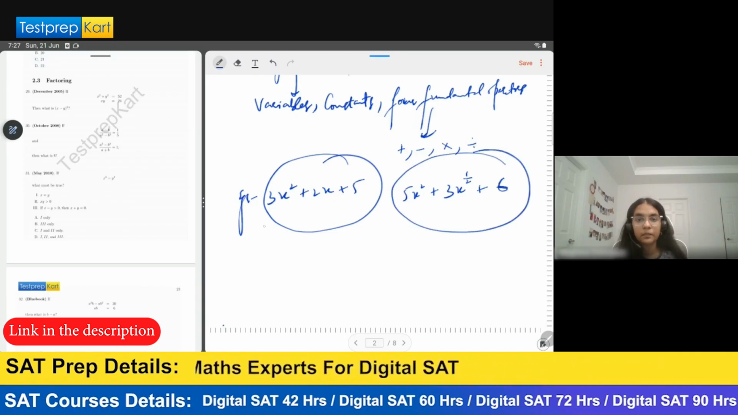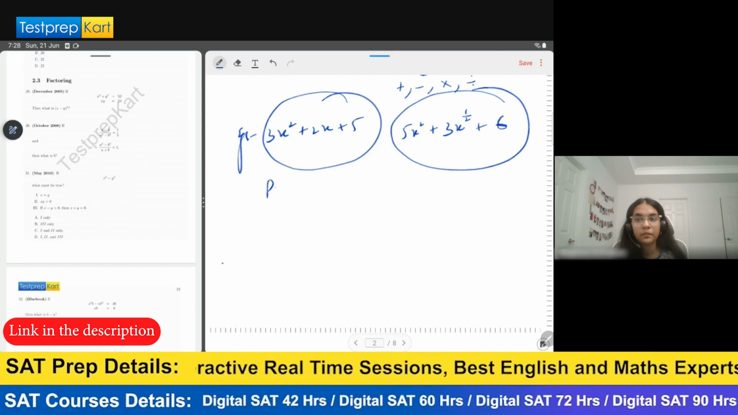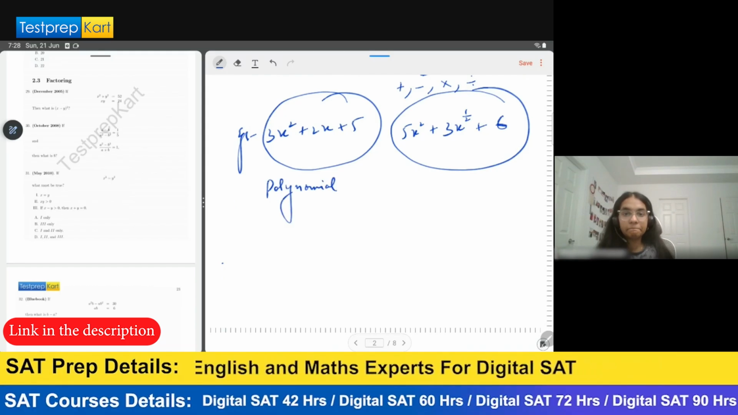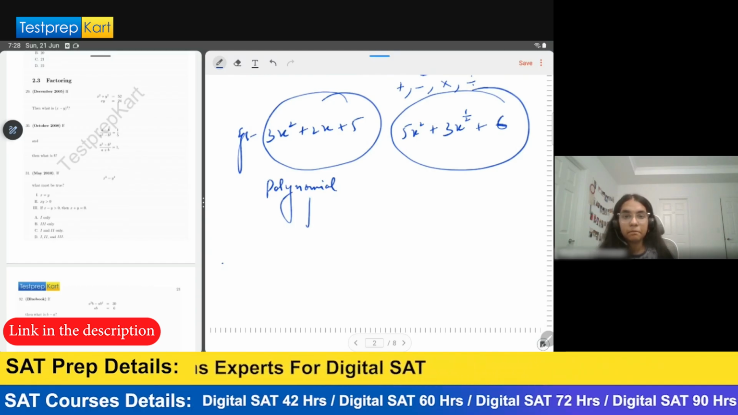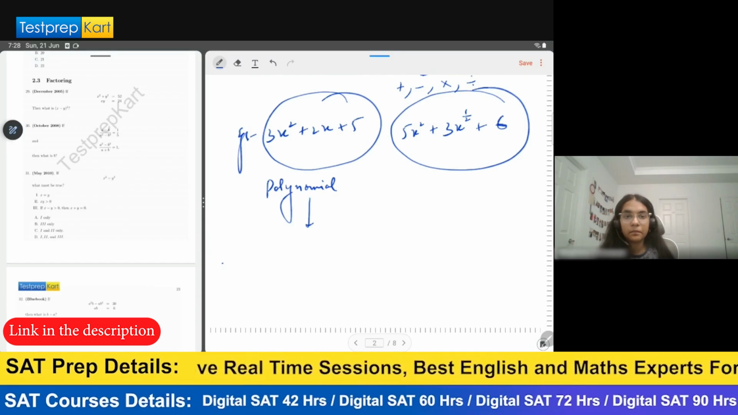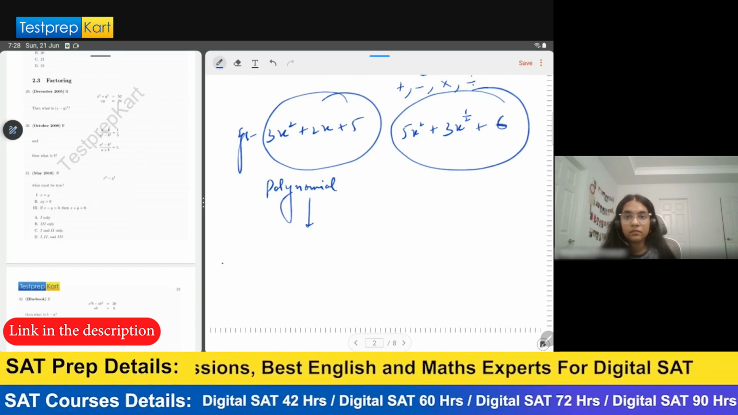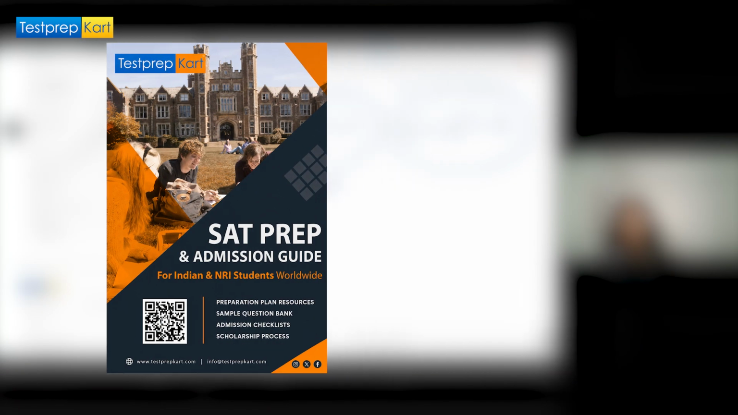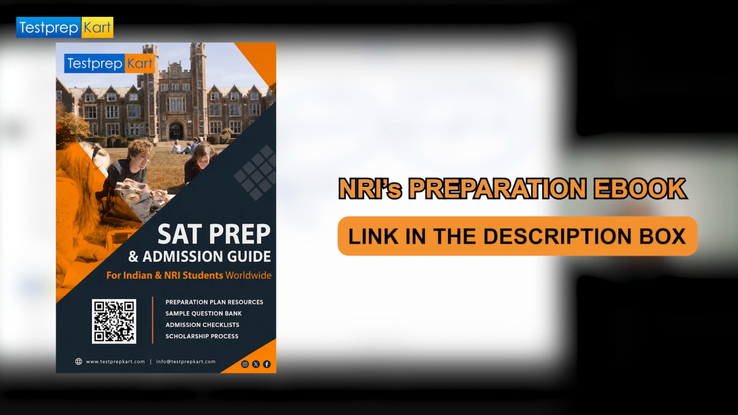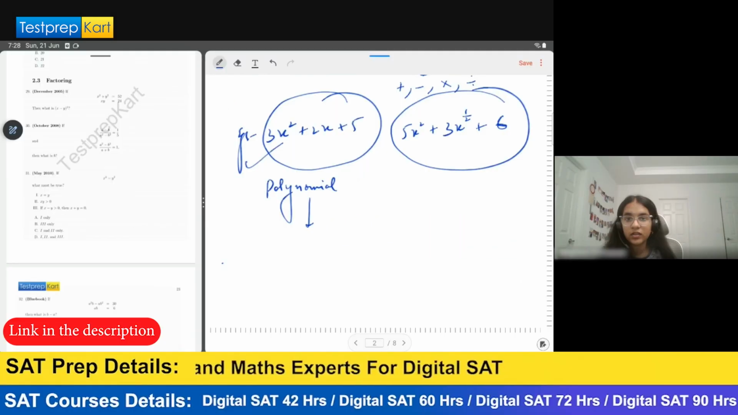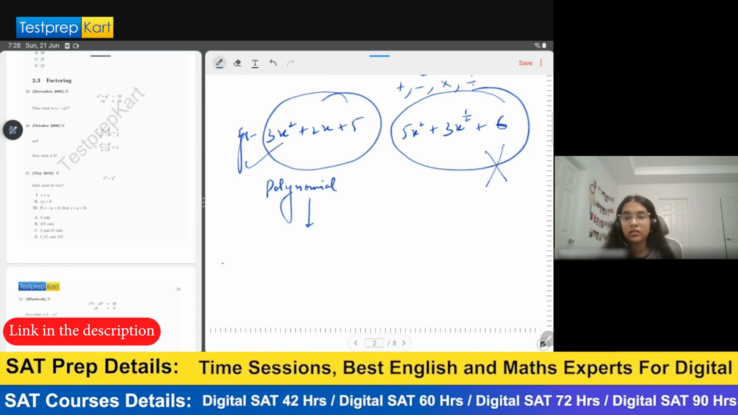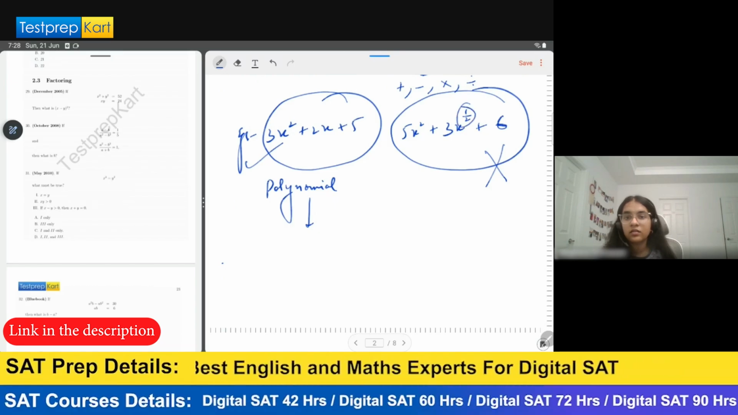If I have to talk about something like polynomial, right? So what do you think? Out of these two, are both of them polynomials? Only one of them is a polynomial, or none of them? The first one is a polynomial. What about the second one? It might look like one, but the second one is not a polynomial, right? The reason being this power as a fraction on the variable.